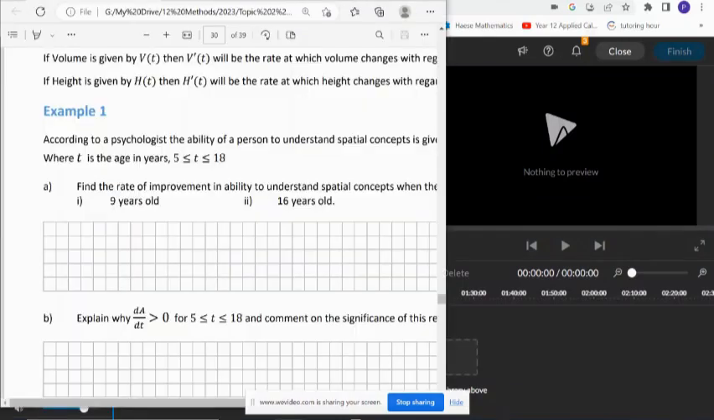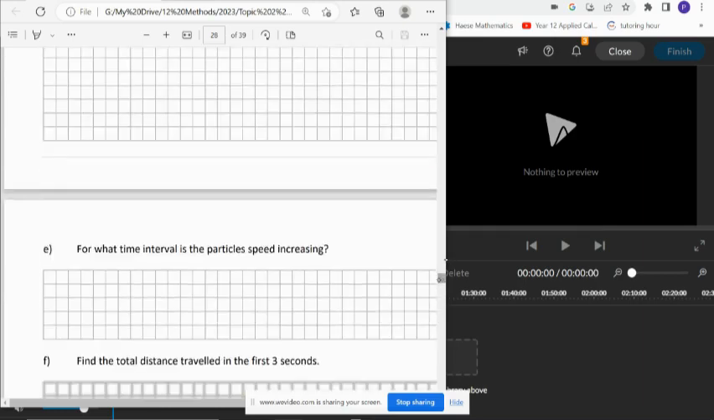Okay, in this video, we'll be looking at rates. First thing to look at is example 1. You can see in this question here, we've got an example about psychologists and their ability to read spatial concepts.